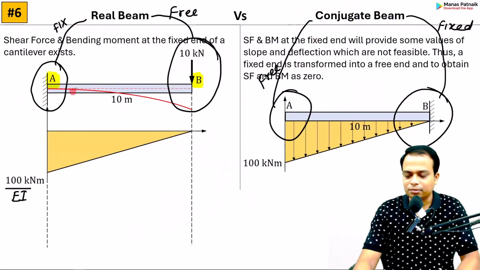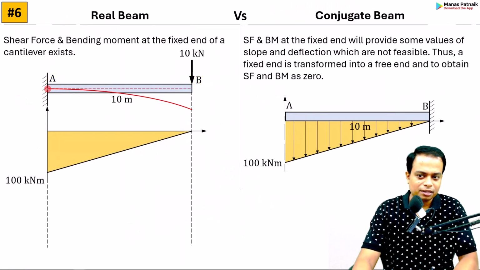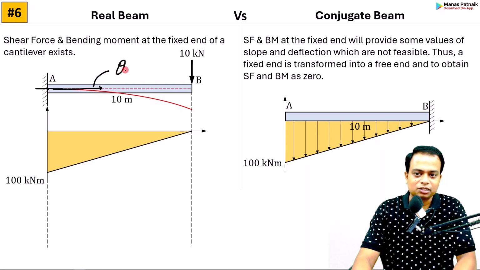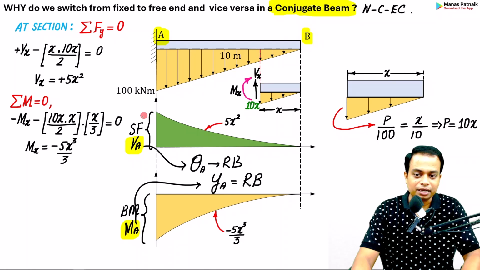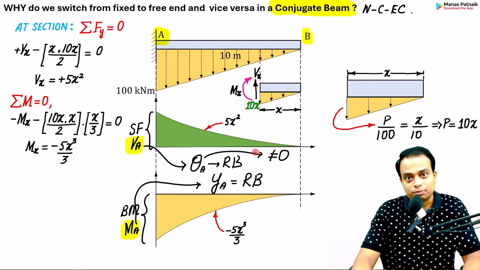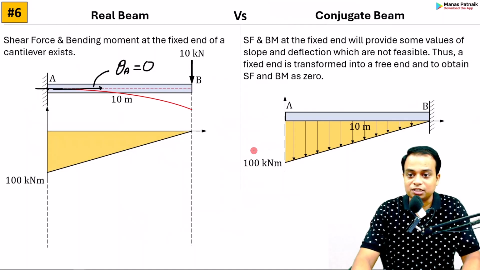Take a look at the real beam over here. You can clearly see if you make a tangent at this very point, that is at A, that tangent has a slope equal to 0. And what do you have here? The slope that you've got is not equal to 0. So there is a problem. That is not feasible.